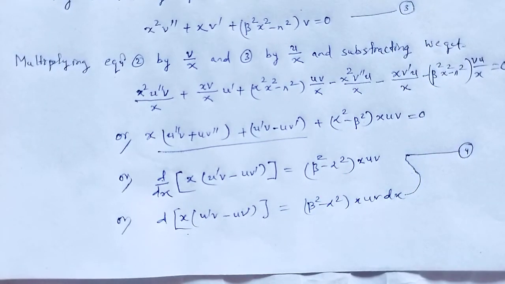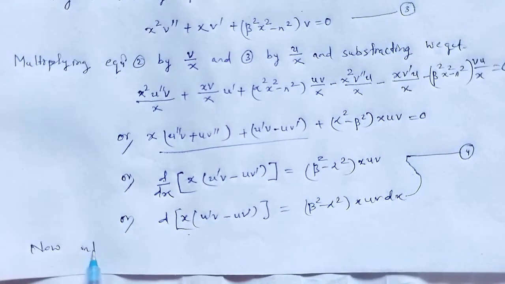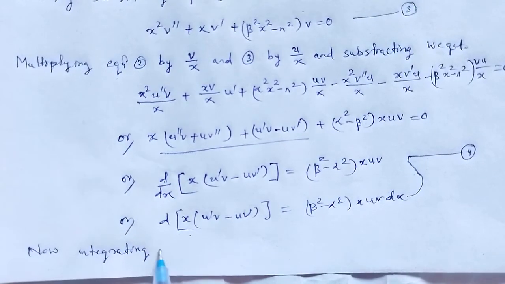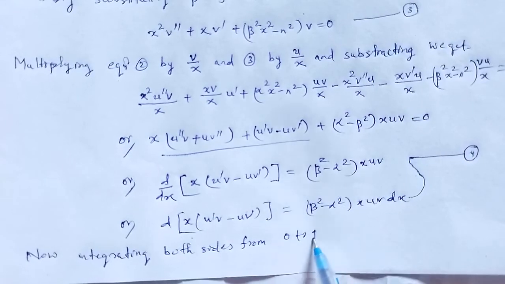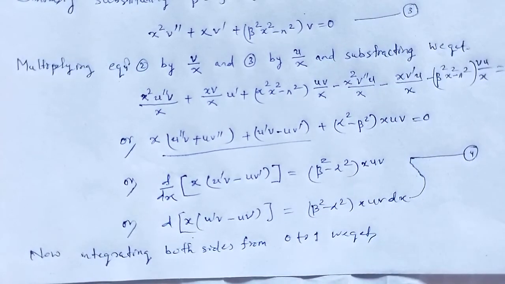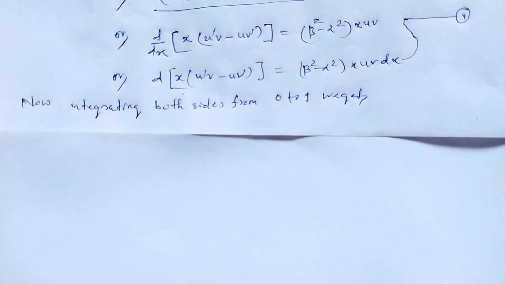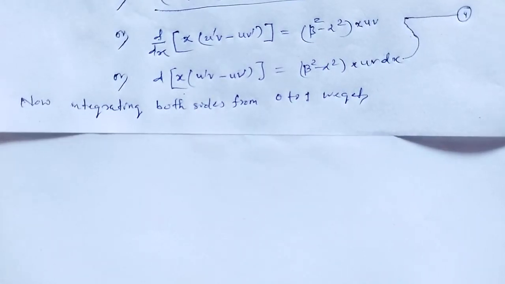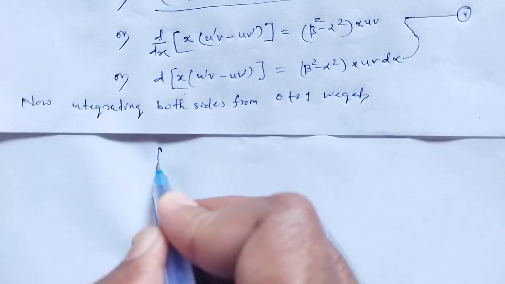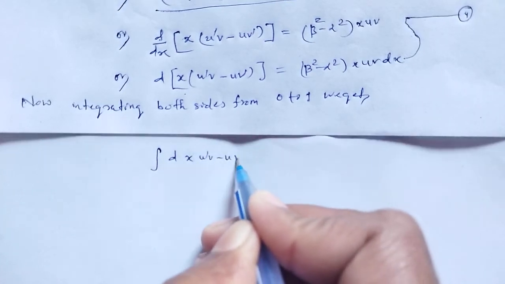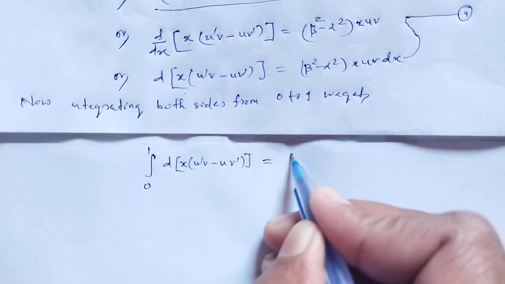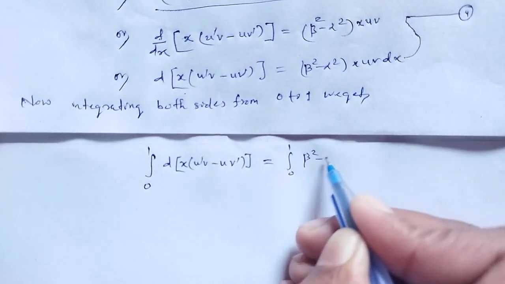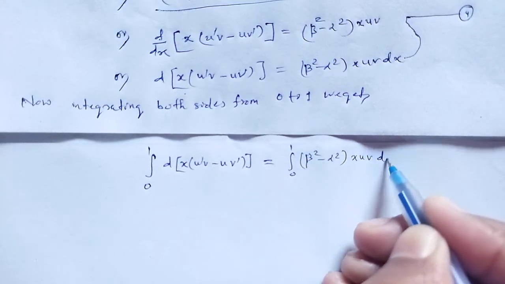Now integrating both sides from 0 to 1, we get, let's take the integration over that term, that is integration of d of x (u dash v minus u v dash) from 0 to 1 is equal to integration from 0 to 1 of (beta square minus alpha square) whole into x u v dx.